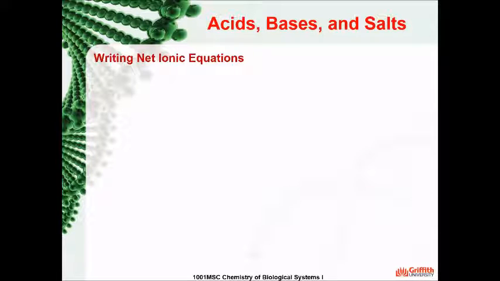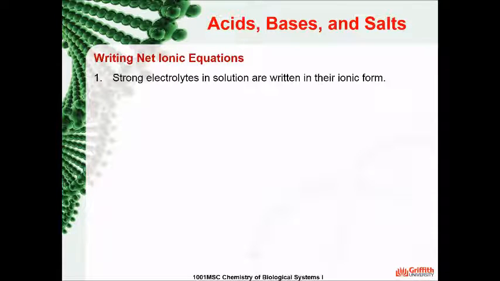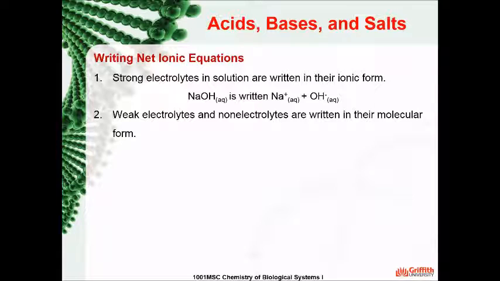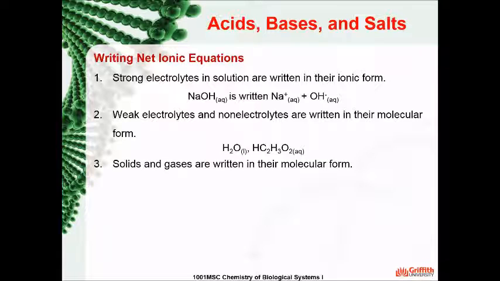There are a set of rules to write the ionic equations. First, strong electrolytes, that is, the strong acids and strong bases, in solution are written in their ionic form. For example, sodium hydroxide is written as Na+ OH-. Weak electrolytes and non-electrolytes are written in their molecular form. For example, H2O and acetic acid. Solids and gases are written in their molecular form. For example, CO2 and AgCl.